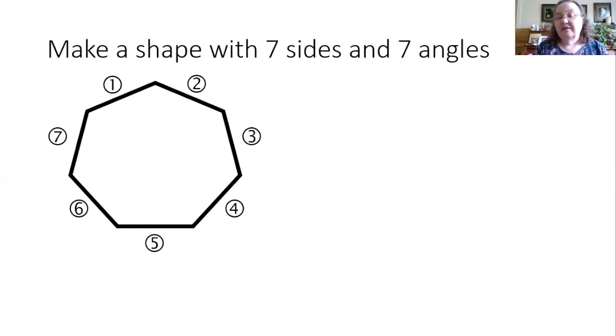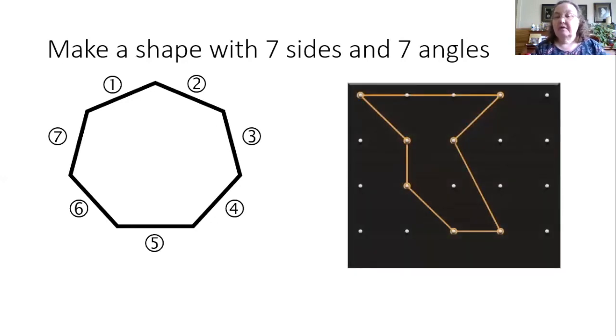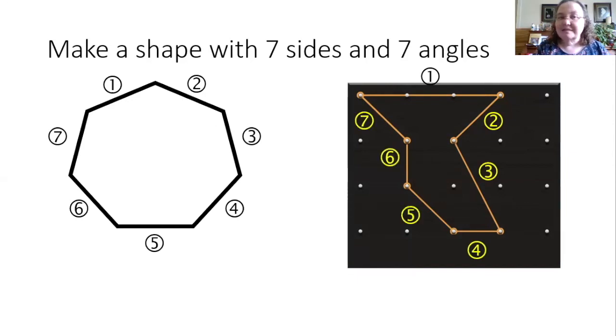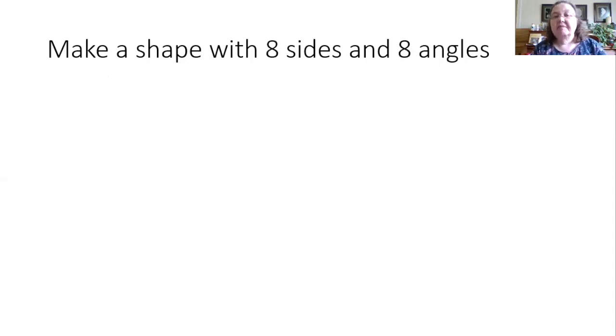Here's what I made on the geo board. Oh my, does that still have 7 sides and 7 angles? Let's count the sides. 1, 2, 3, 4, 5, 6, 7. Yes, it still has 7 sides, and we know it has 7 angles. Okay, wonderful. Let's try another one. This time, make a shape with 8 sides and 8 angles.